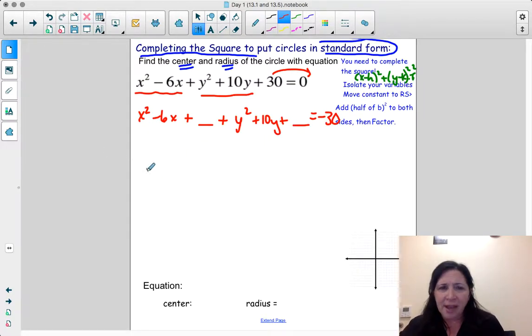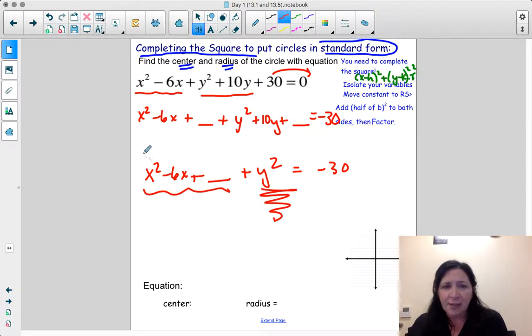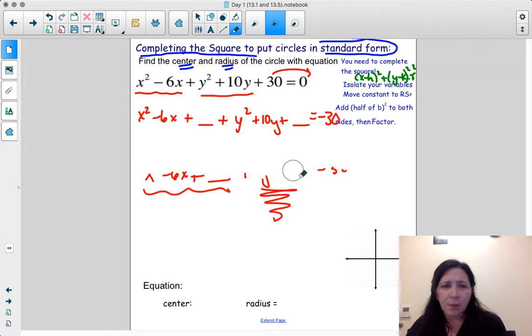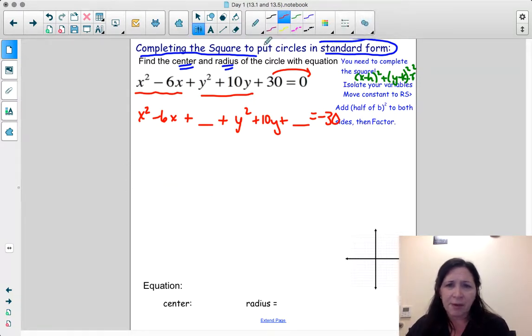Meaning if I just had x squared minus 6x and I complete this square, find that number, and then I have y squared and that equals negative 30, there's nothing to complete here because it's done. It's just a y squared. Whereas here, anytime you have an x squared and an x, that means you have to finish that. That means complete the square. Okay, so what we're going to do is complete the square and try to put it in standard form.